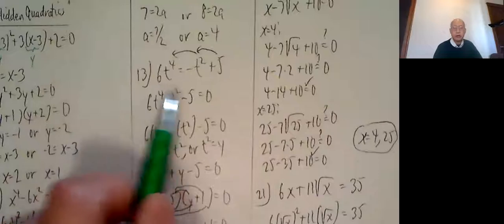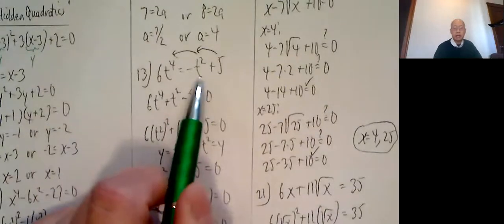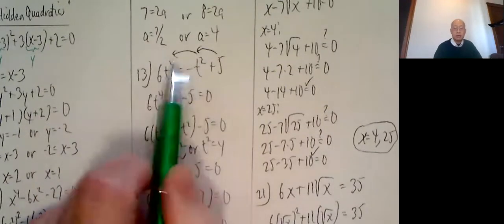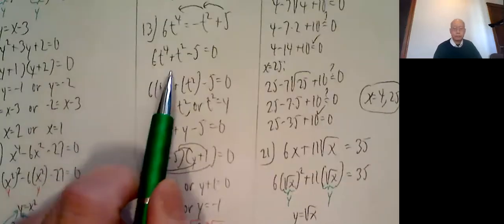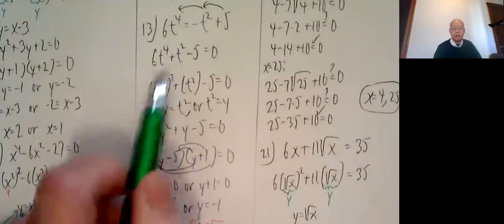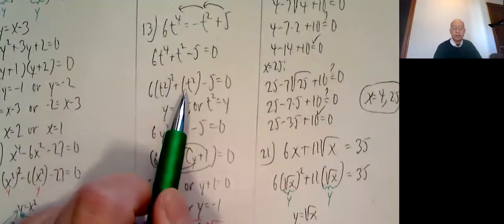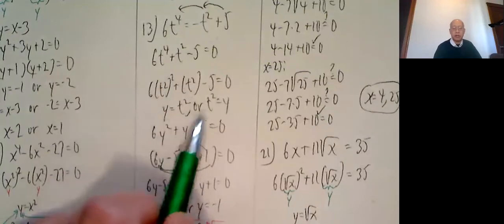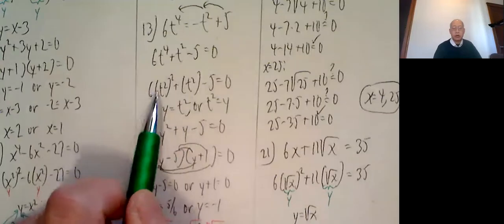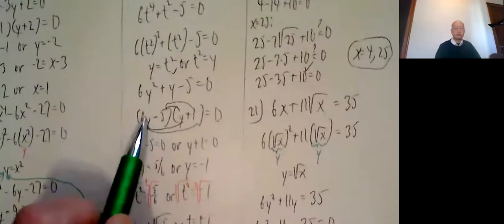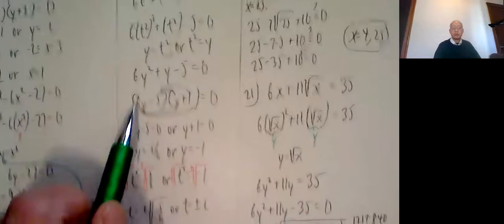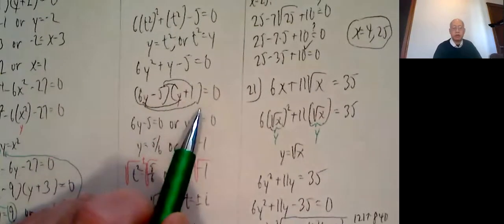13, 6t^4 = -t^2 + 5. Add t^2 and subtract 5, looks like this. So that's sort of like the previous problem. Think of t^4 as (t^2)^2 plus t^2. So let y be t^2. So it's 6y^2 + y - 5 = 0. Factor into (6y - 5)(y + 1) = 0.